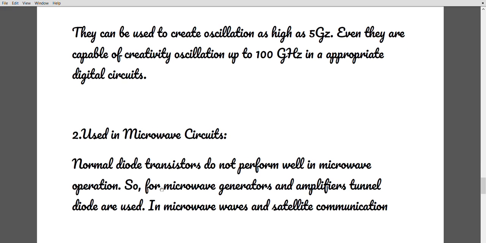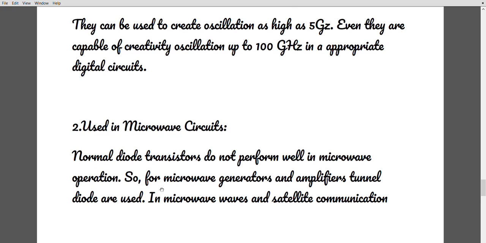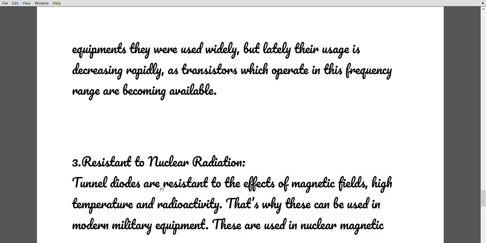They are also used in microwave circuits. Normal diodes and transistors do not perform well in microwave operations, so for microwave generators and amplifiers, tunnel diodes are used. In microwave and satellite communication equipment they were used widely, but lately the usage is decreasing rapidly, as transistors which operate in this frequency range are becoming available.